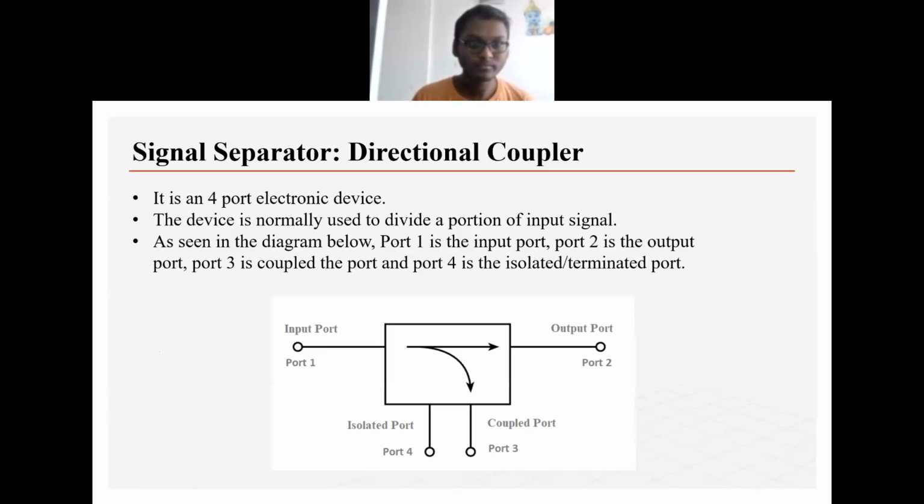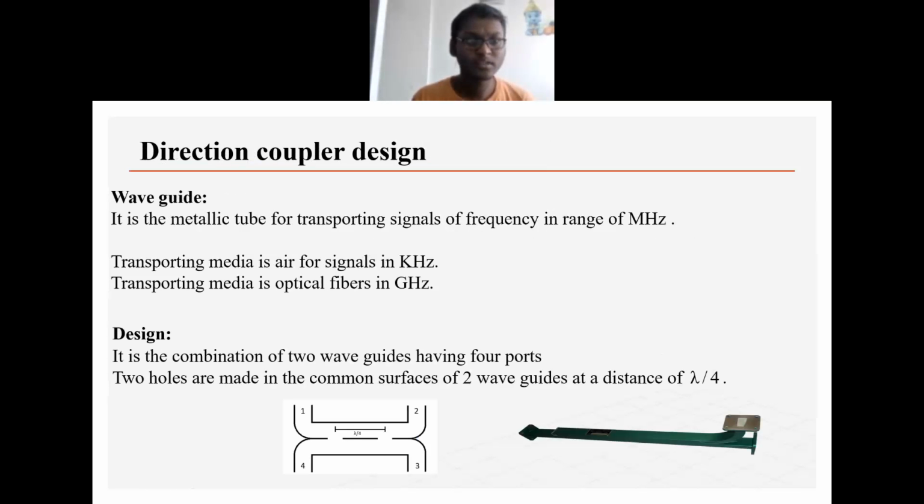Okay, mechanism. Now we are going to see how the directional coupler is designed. To transport any signals in the directional coupler, we need a material or transporting medium. For this purpose, here we are using a waveguide. A waveguide is nothing but a metallic tube which is used for transporting signals if the frequency is in the range of megahertz.